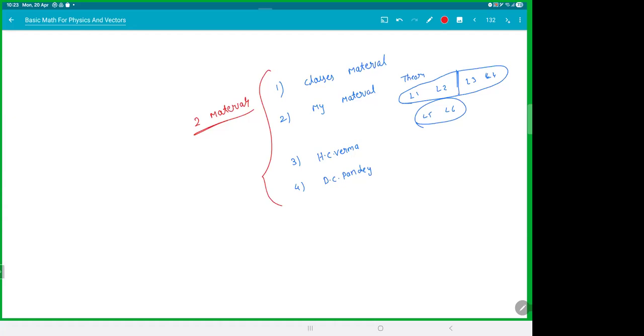Stick to your class material, because your class teacher is going to ask where the homework is done. And the class material is not bad. Everyone has copied from everywhere, so all materials are good. You can do my material, or if you don't like that, you can do DC Pandey, or you can do HC Verma. You can choose any 2 materials. That should be fine. Cengage is good. Cengage is not a bad book, but per chapter you have around 300, 400 questions. You won't be able to complete it. That's the only problem I have.